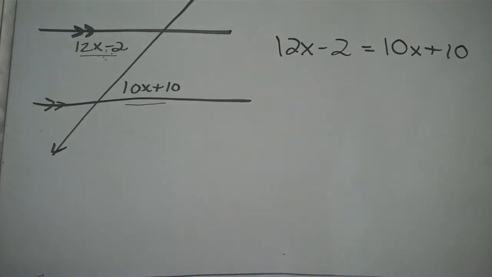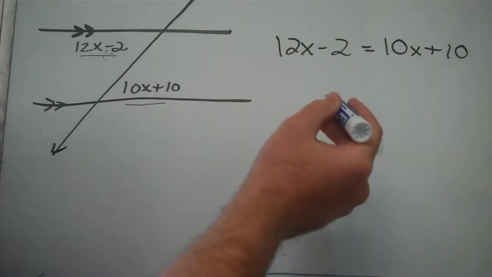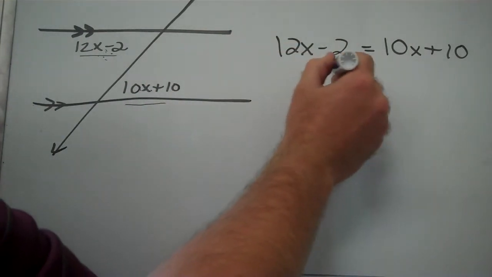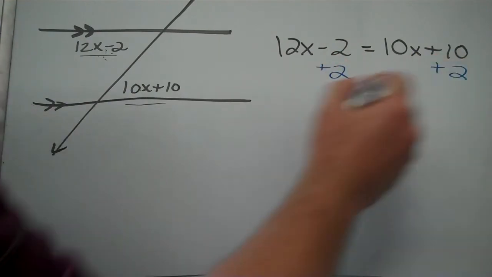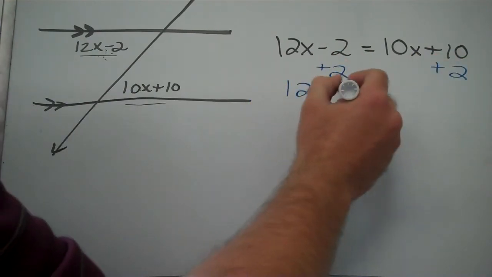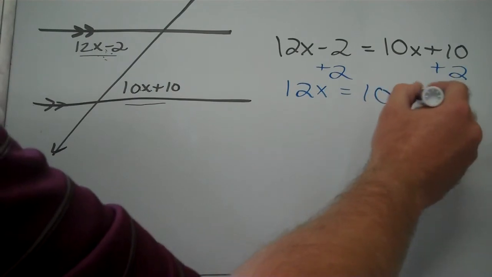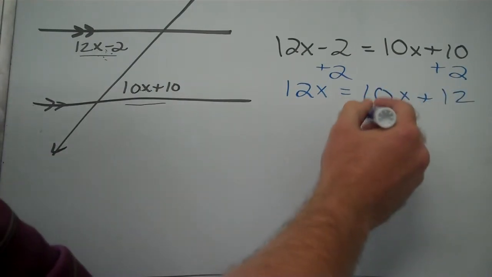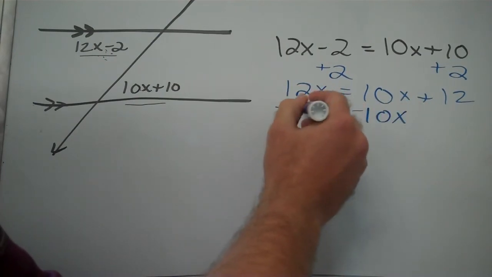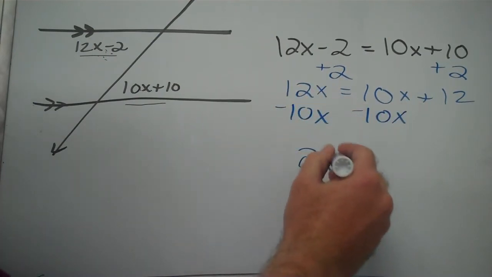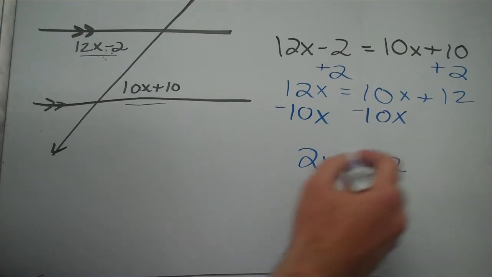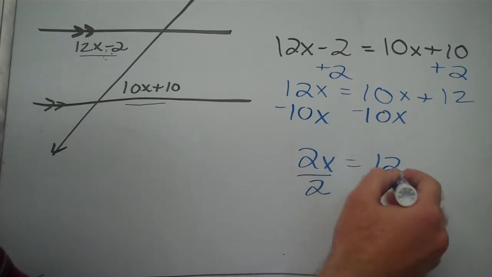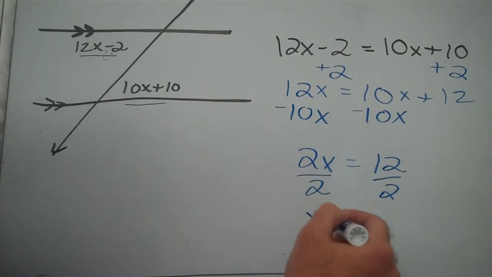Now we'll go through and solve for that value of x. I'll add 2 to both sides. That's going to give me 12x is equal to 10x plus 12. I'll then remove 10x from both sides. That leaves me with 2x is equal to 12. And now divide both sides by 2. And it leaves me with x to be 6.